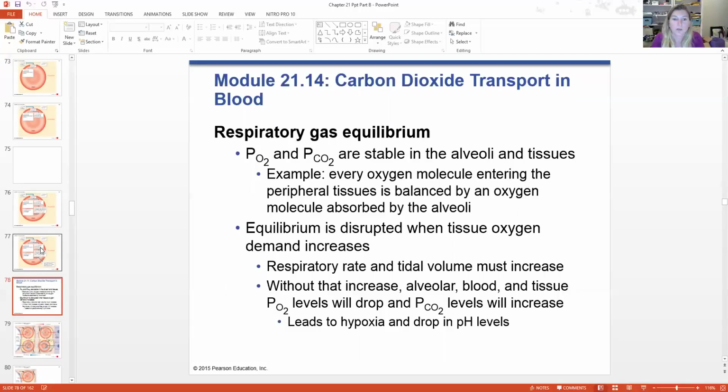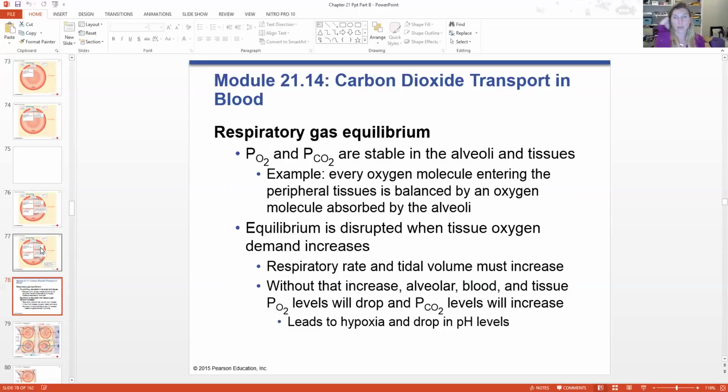If the equilibrium is disrupted, then our oxygen demands are not being met. So when the oxygen demand increases, our equilibrium becomes disrupted. And that's when our respiratory rate and our tidal volume are going to increase to meet those demands. Without that increase, the alveolar, the blood, and the tissue partial pressures of oxygen are going to drop. That's going to cause an increase in carbon dioxide levels, and that can lead to hypoxia. That can also lead to a drop in pH.